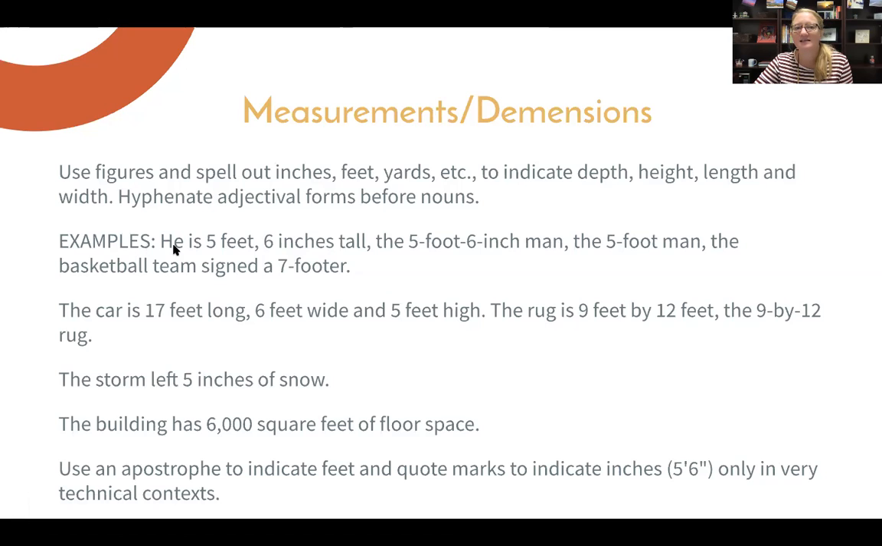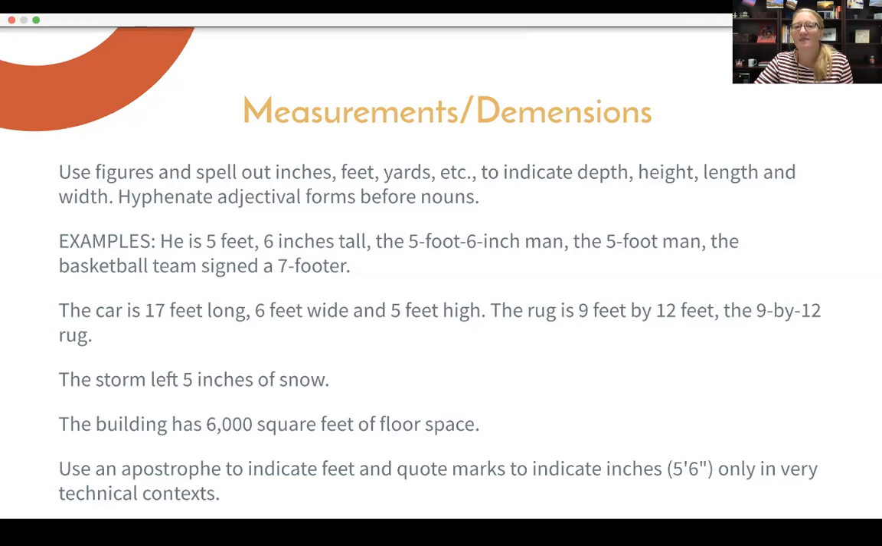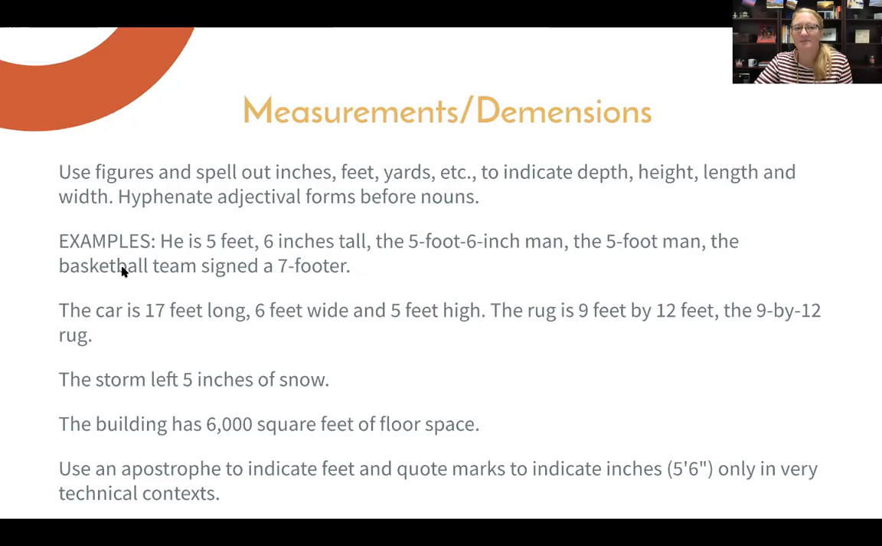So examples of this: he is 5 feet, 6 inches tall, versus the 5'6" man, or the 5-foot man, or the basketball team signed a 7-footer. When to use hyphens sometimes is really confusing. You want to use them when they are being descriptive of a noun. So right here it's an adjective, and then right here a 7-footer. They've made that into a noun itself, and so it's hyphenated.